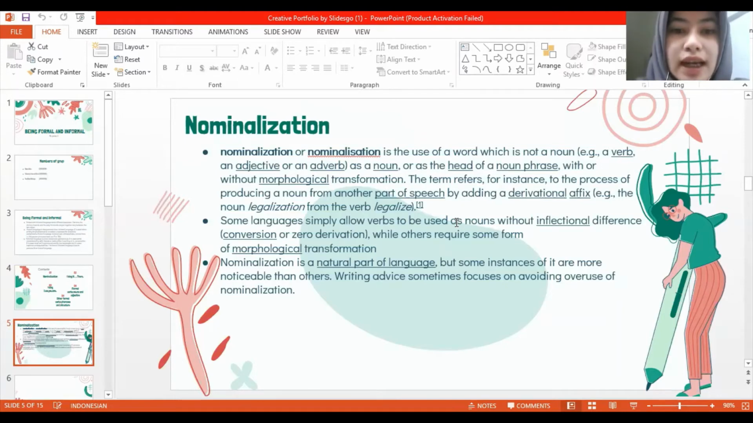Example, the noun legalization from the verb legalize. Some languages simply allow verbs to be used as nouns with inflection differences, while others require some form of morphological transformation. Nominalization is a natural part of language, but some instances of it are more noticeable than others. Writing advice sometimes focuses on avoiding a forced nominalization.